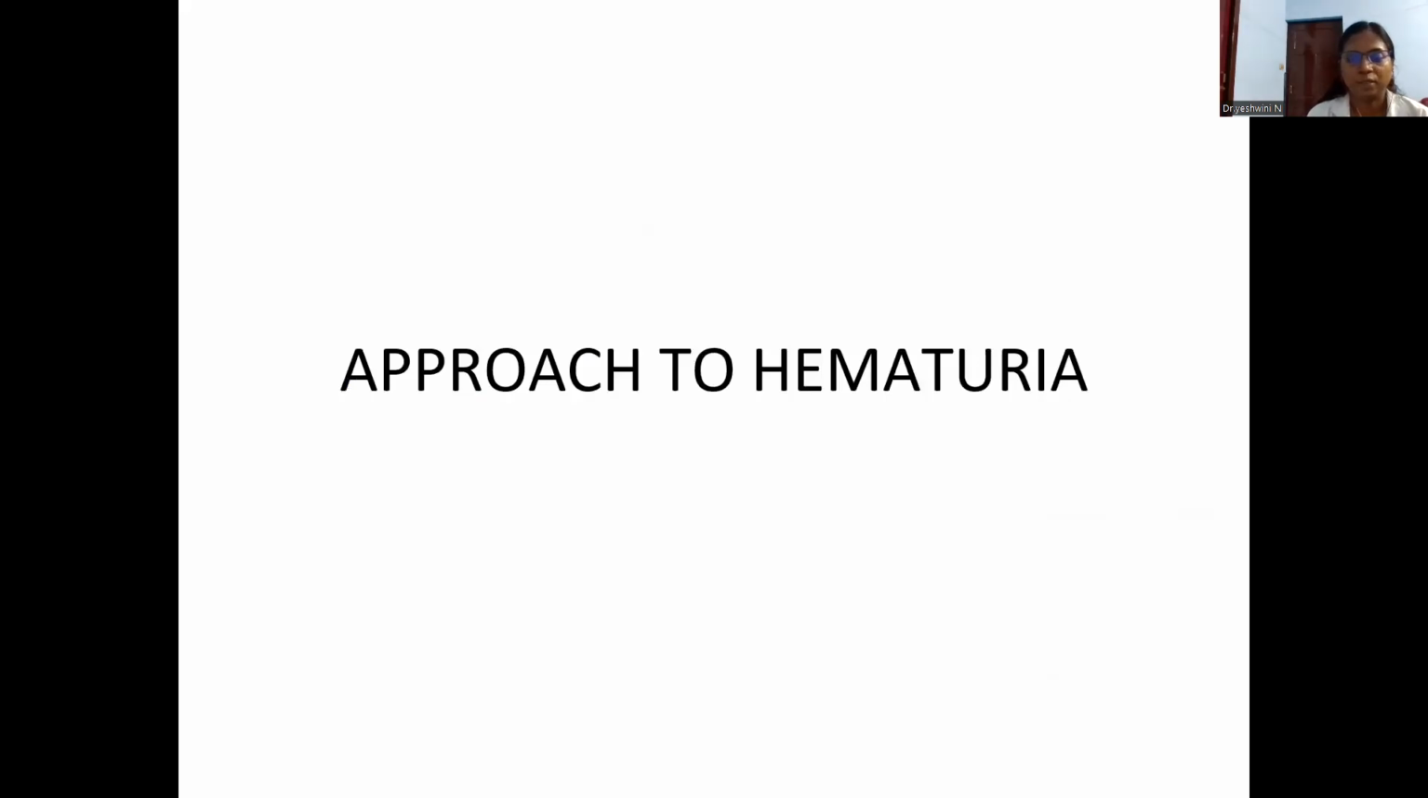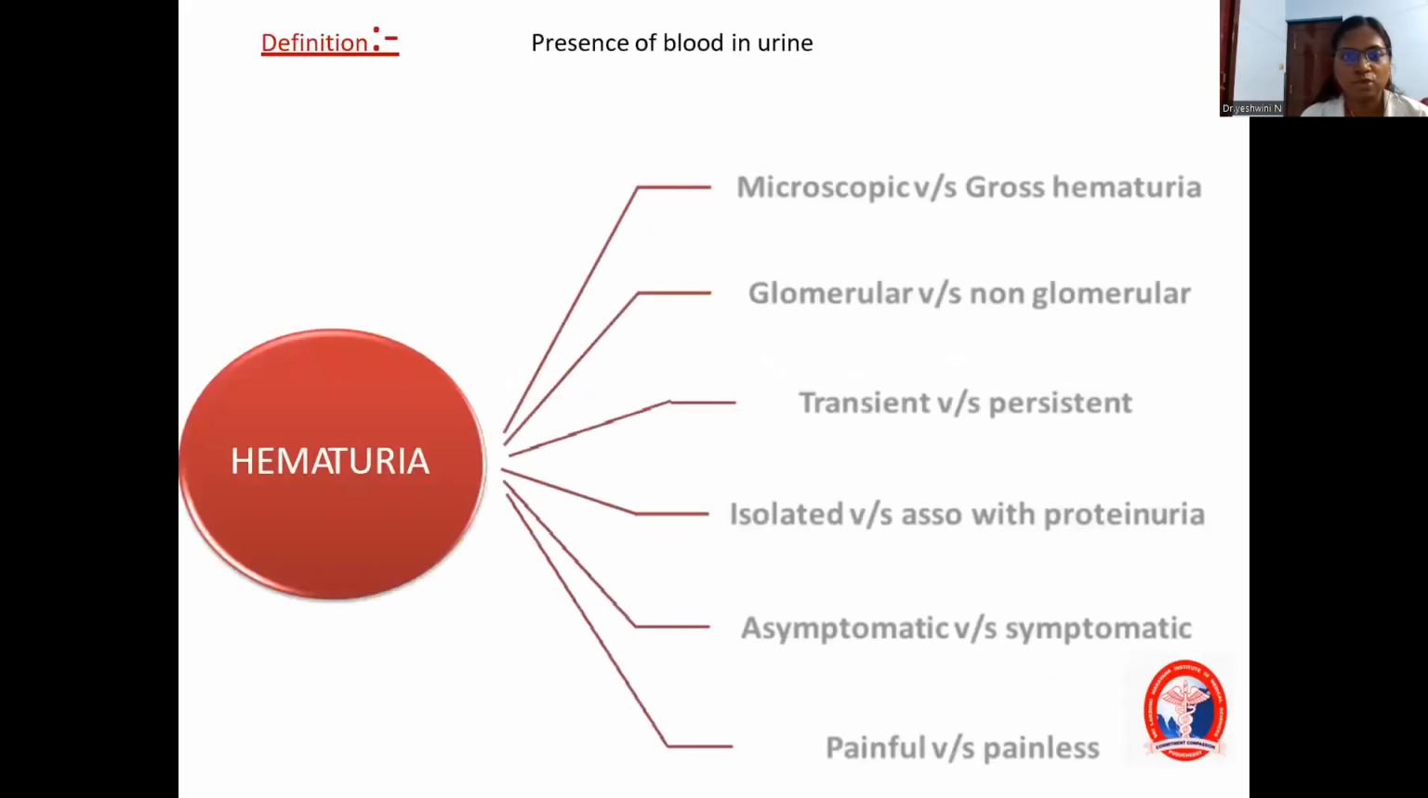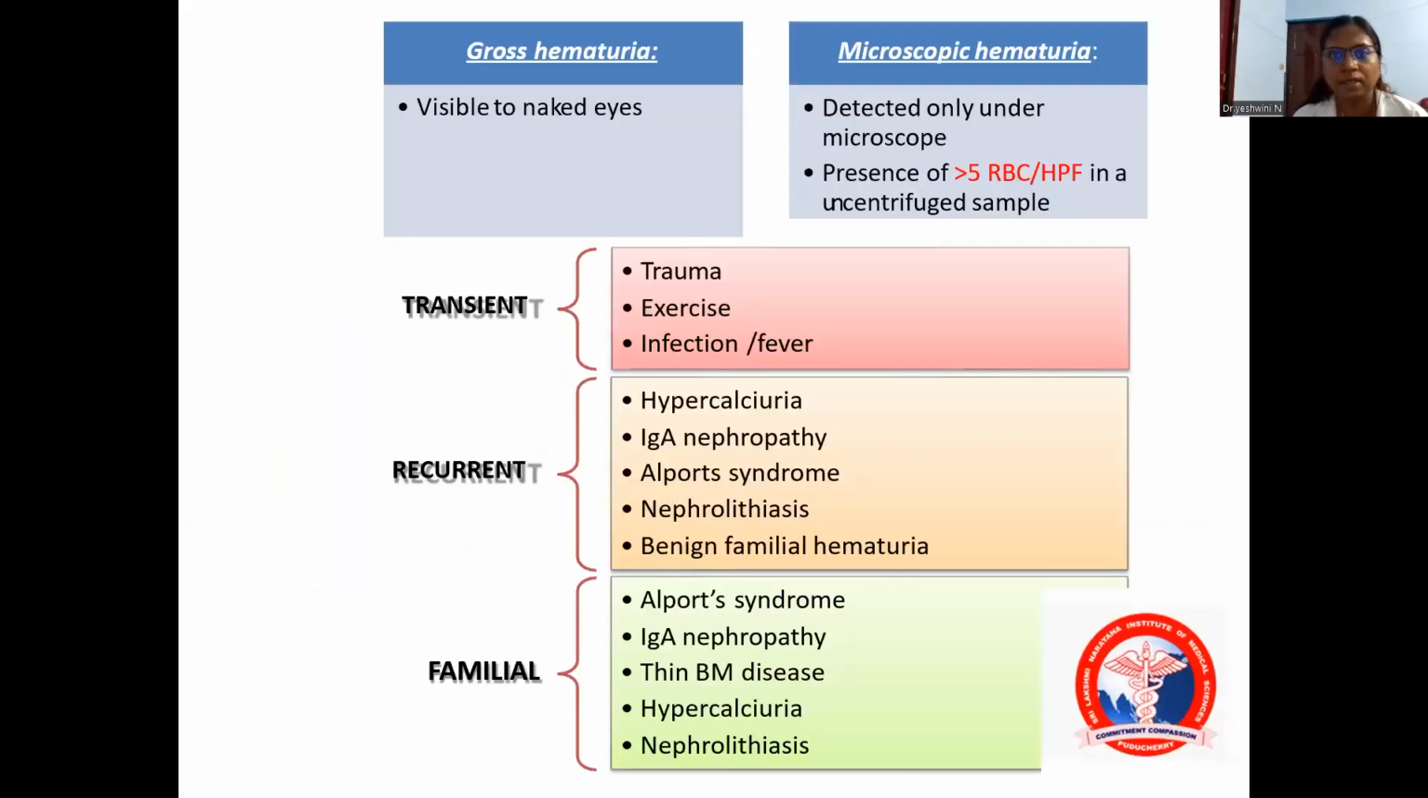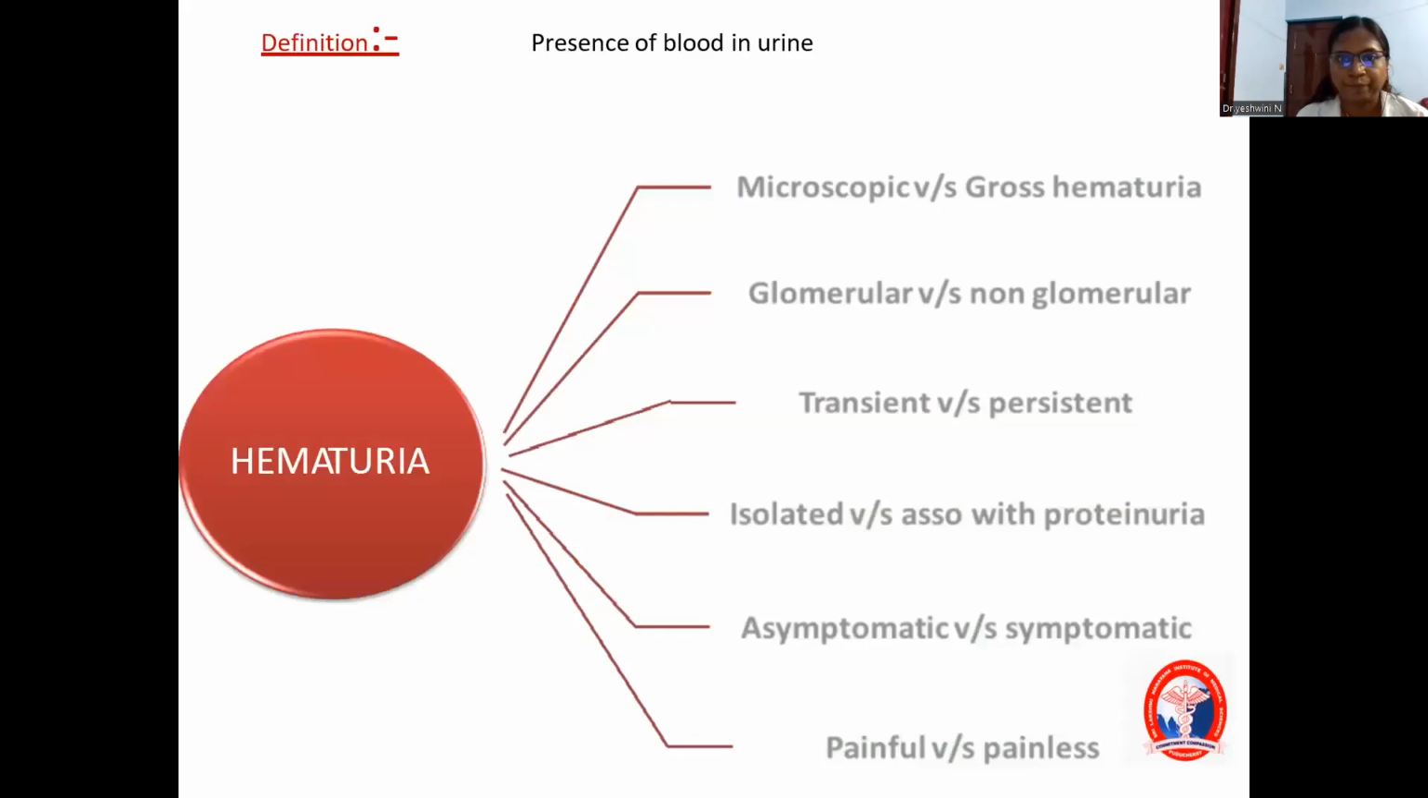Okay, today we'll be dealing with how to approach a case of hematuria. What is hematuria? Hematuria is nothing but the detection of blood in the urine, as you all know. To define hematuria, there should be more than 5 RBCs per high power field in an uncentrifuged urine sample, or when you do a dipstick, you should have at least 1 plus on the dipstick to call it hematuria. So how do you approach a case of hematuria?